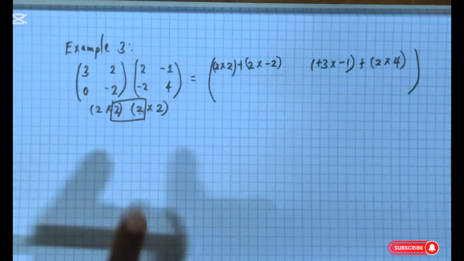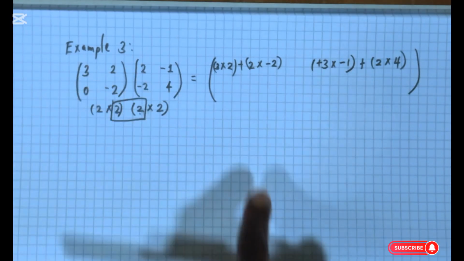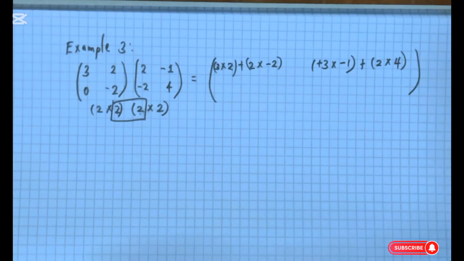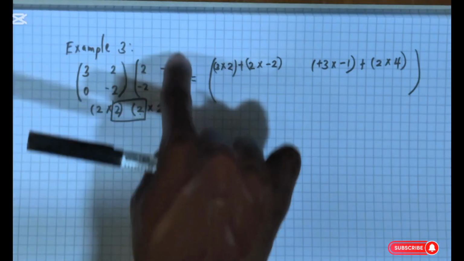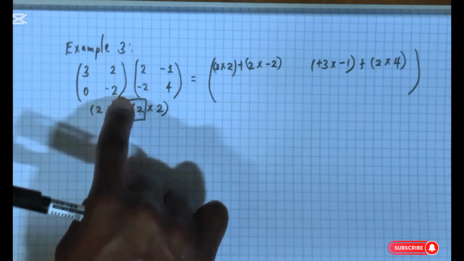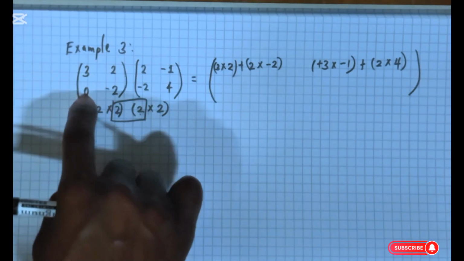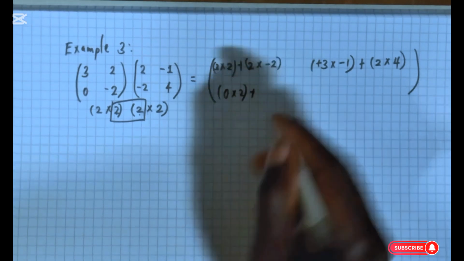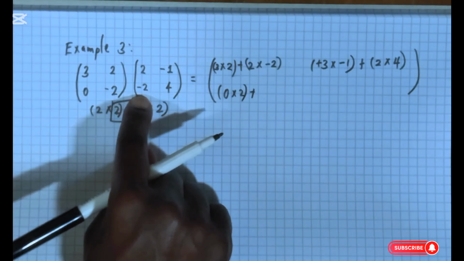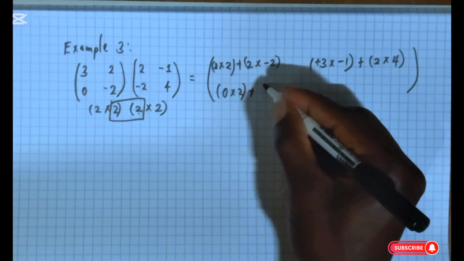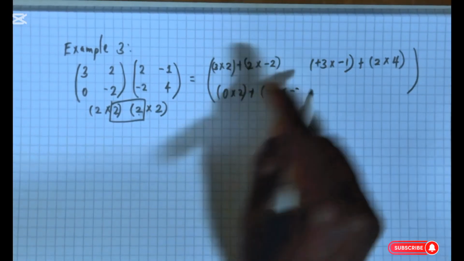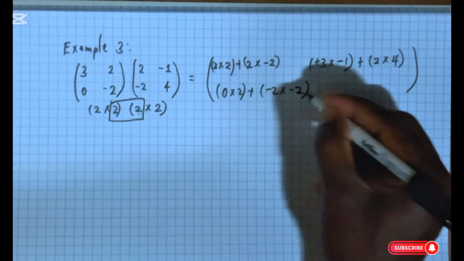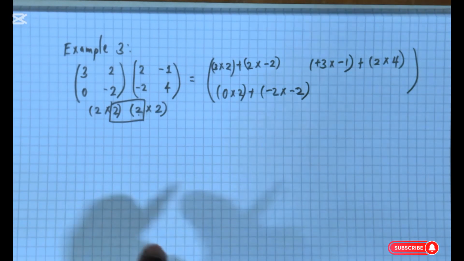All right, so that is it for row 1. For the second row, which is going to give us the numbers in the second row of our resultant matrix, we're going to take the row 0, negative 2 multiplying all the columns again. So it's going to be 0 times 2 plus negative 2 times negative 2. That is it for that column.